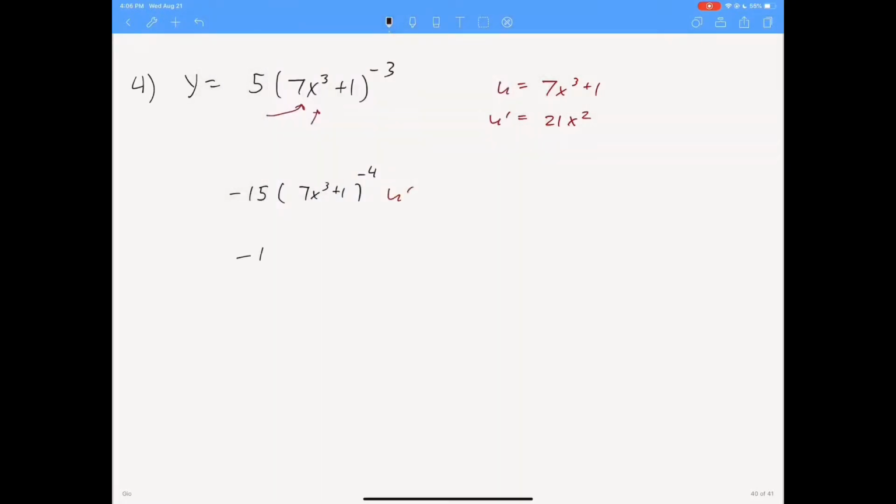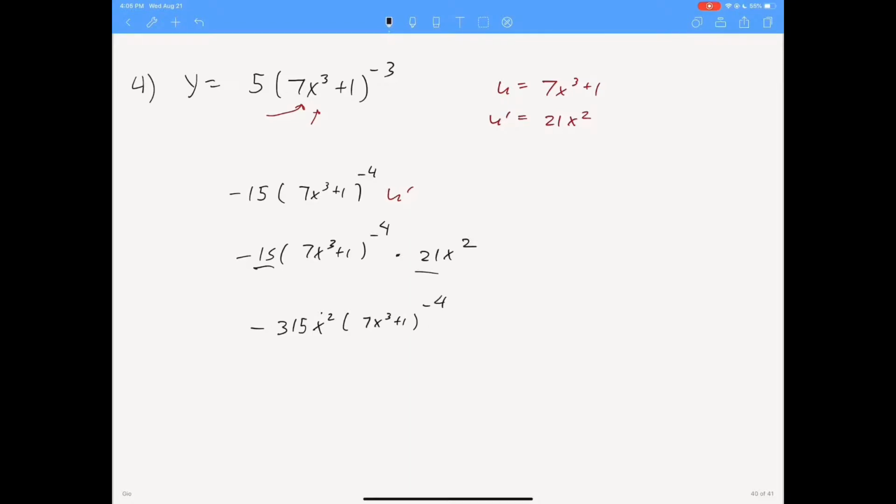So negative 15, 7x cubed plus 1 raised to negative 4 times 21x squared. Now let's just multiply what we can, the negative 15 and 21. So we'll get negative 315x squared times 7x cubed plus 1 quantity raised to negative 4.